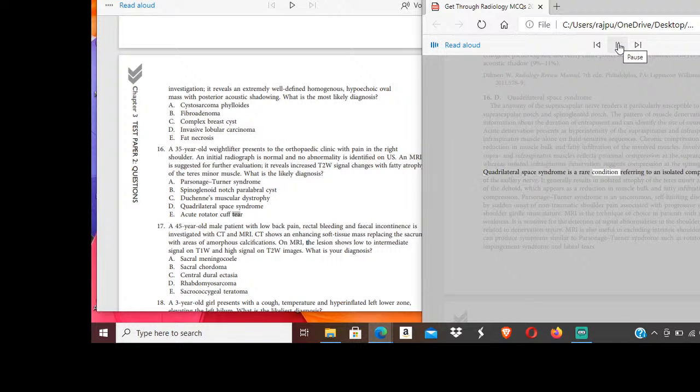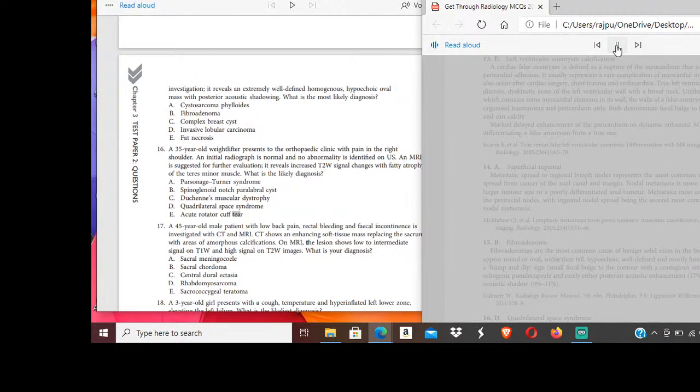Quadrilateral space syndrome is a rare condition referring to an isolated compressive neuropathy of the axillary nerve. It generally results in isolated atrophy of the teres minor and, less commonly, of the deltoid, which appears as a reduction in muscle bulk and fatty infiltration with chronic compression. Parsonage-Turner syndrome is an uncommon, self-limiting disorder characterized by sudden onset of non-traumatic shoulder pain associated with progressive weakness of the shoulder girdle musculature. MRI is the technique of choice in patients with shoulder pain and weakness. It is sensitive for the detection of signal abnormalities in the shoulder girdle musculature related to denervation injury. MRI is also useful in excluding intrinsic shoulder abnormalities that can produce symptoms similar to Parsonage-Turner syndrome, such as rotator cuff tears, impingement syndrome, and labral tears.